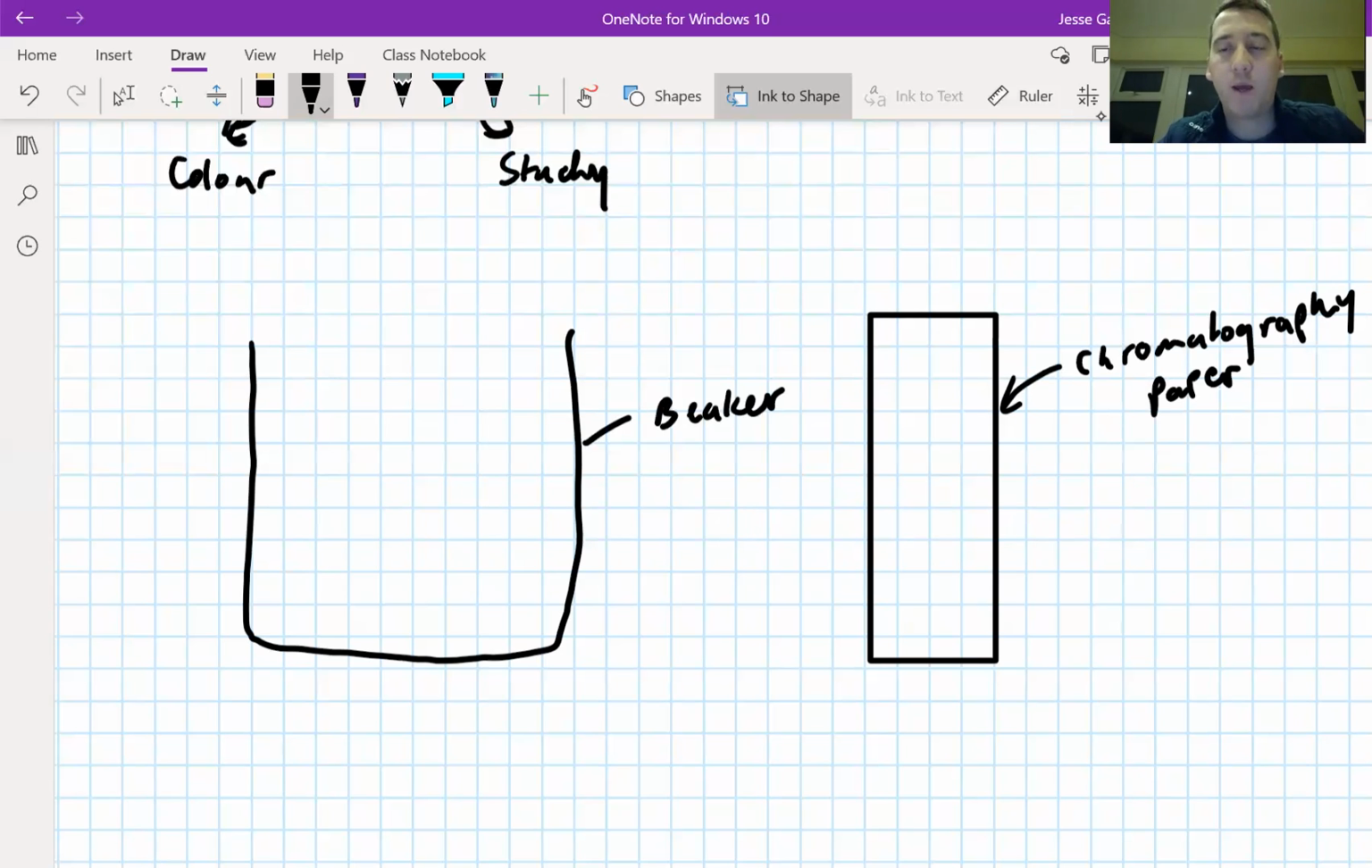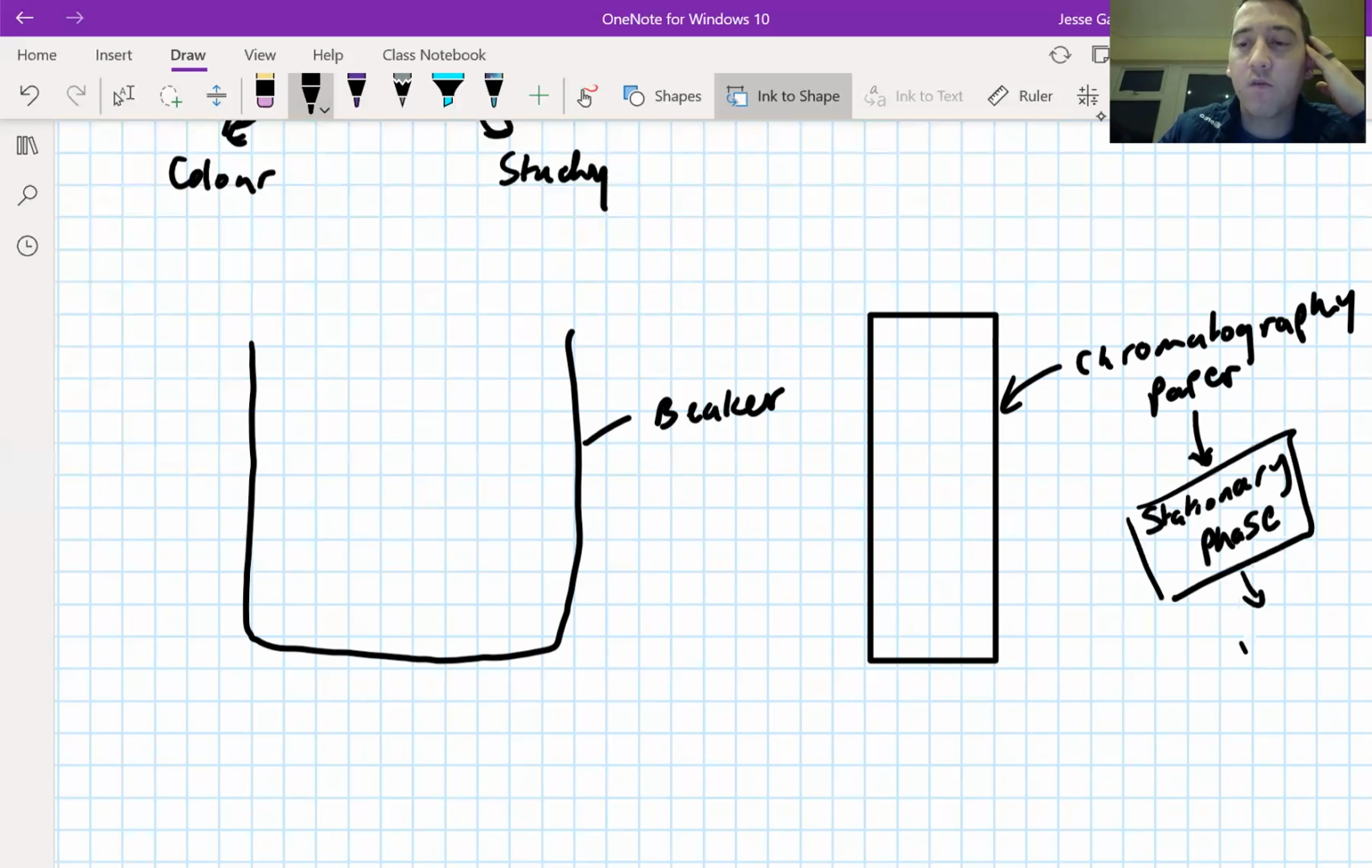Now, in a chromatography experiment, there are two parts to the experiment. There is what we call the stationary phase. The word stationary means does not move. So the paper in a chromatography experiment is what we call the stationary phase. This means it doesn't move, or it stays still. And the chromatography paper is the stationary phase.